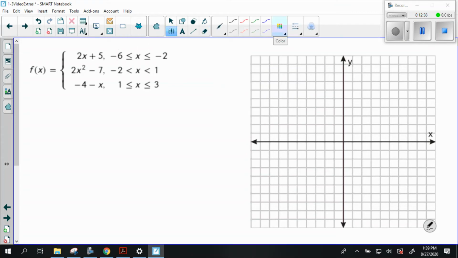We're essentially going to look at when x is, so for 2x plus 5, we're looking at when x is -6. When x is -6, right, that's 6 times -2, which is going to be -12. -12 plus 5 is going to be -7. So that's the y coordinate. So when x is -6, y is -7.